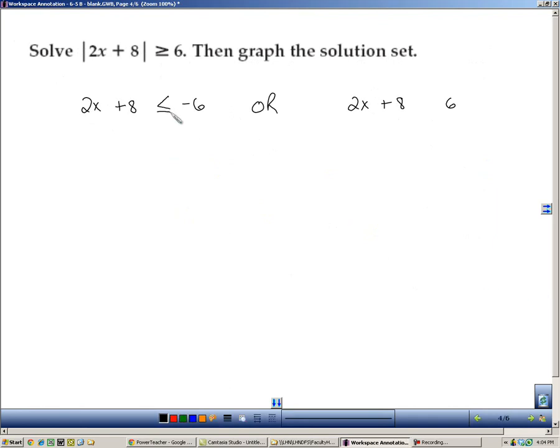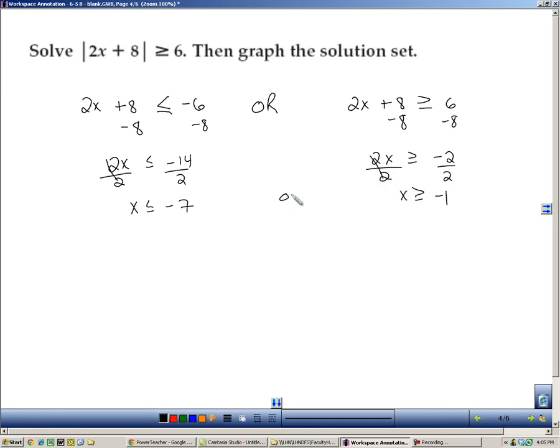Less than or equal to the negative. Notice I had to put equal to because this is equal to, and greater than or equal to the positive. So that's how you set them up. Now we'll solve 2x less than or equal to -14, dividing by 2, x less than or equal to -7. Same thing over here. So 2x greater than or equal to -2, dividing by 2, x greater than or equal to -1. So there's my solution.